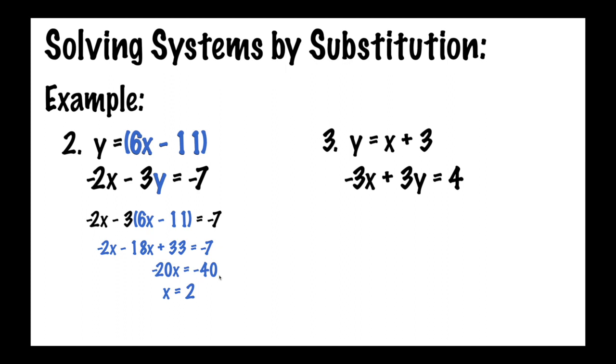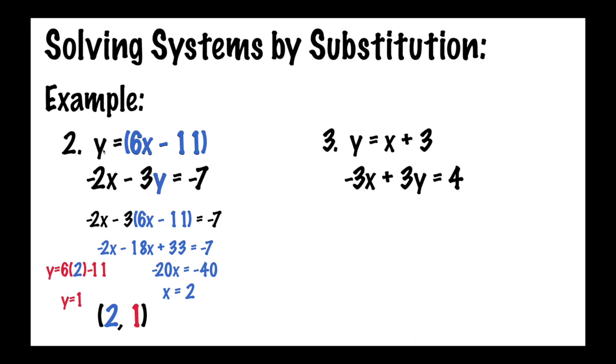Now, once again, my answer should be an ordered pair. So I need to plug this x value back in for x in either one of the equations. My strategy, once again, is going to be to plug it into the top equation. Again, although both work, since I'm looking to solve for y, I'd rather plug it into the top one. That's going to give me y is equal to 6 times 2 minus 11, which is 12 minus 11, therefore 1. So now I'm thinking that my answer is (2, 1).